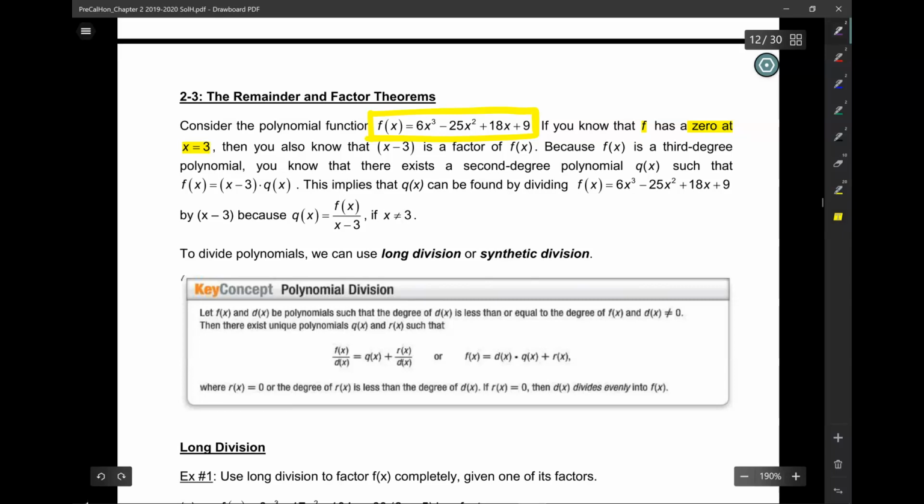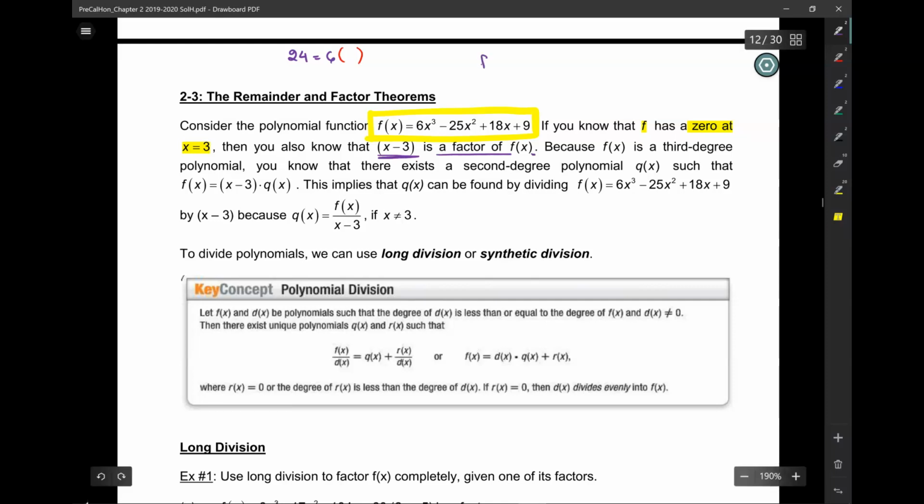Let's talk about factors for a minute. If I have a number, 24, okay? What are the factors? So like one factor can be 6, right? Times something else. So if I know that 6 is a factor, I know that 6 times another number will equal 24. Same situation. In here, I'm saying if f has a 0 at x equals 3, then x minus 3 is a factor of f of x, okay?